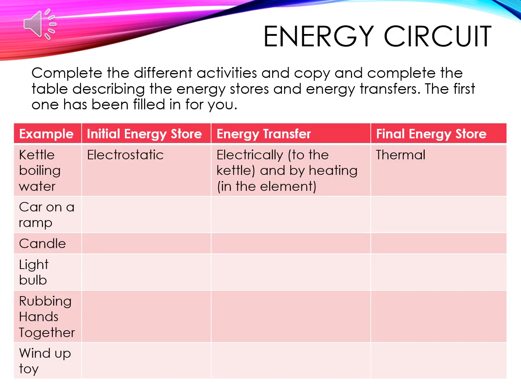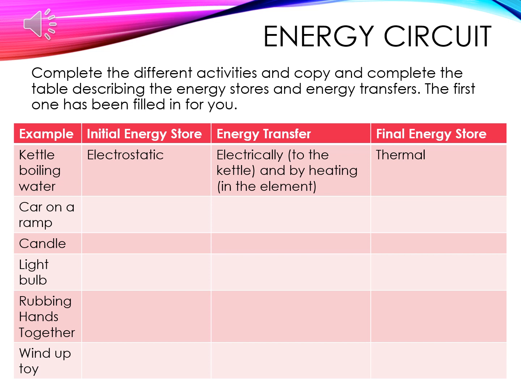So, next task for you then is to complete these activities. I've given you an example of a type of energy transfer. We've got a kettle with boiling water. Its initial energy store is electrostatic. The energy transfer is the electrical energy goes to the kettle, from the plug going to there, and the heating of the element, so that heats up the water. So the final energy store then is thermal. We've got electrostatic energy or electrical energy turning to thermal energy.